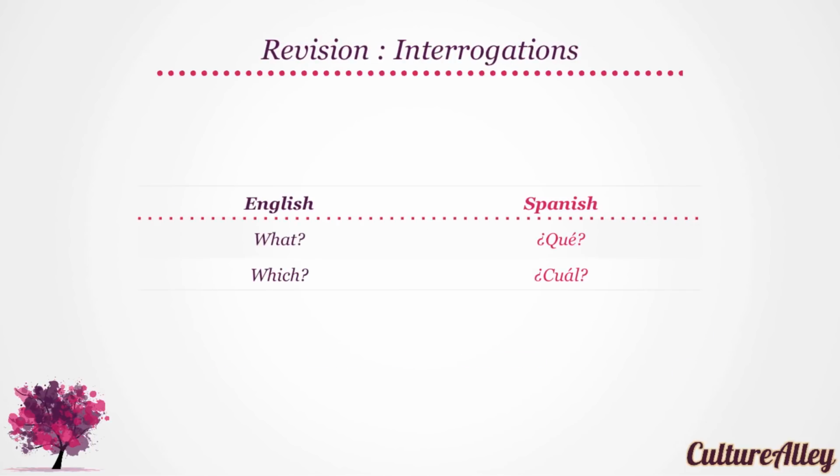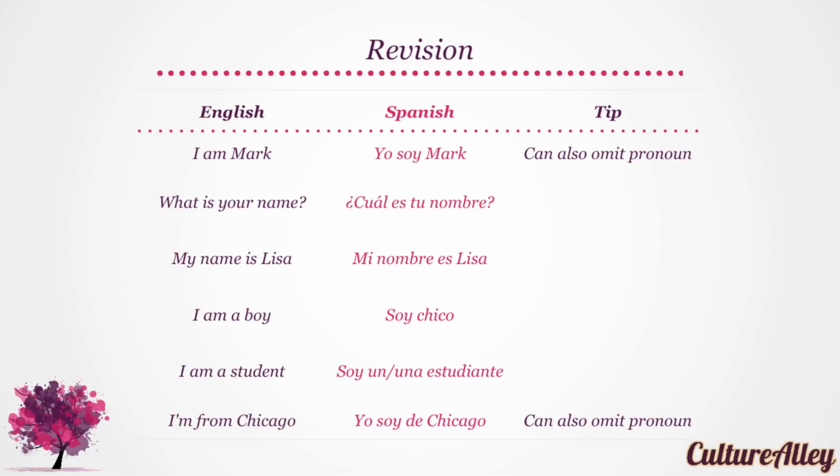Let's revise the interrogations we looked at in the last lesson. What translates to qué, and which becomes cuál. Here are the phrases we went over the last time. I am Mark becomes yo soy Mark. My name is Mark translates to mi nombre es Mark. I am a boy is soy un chico. I am a student becomes soy un estudiante. I'm from Chicago translates to yo soy de Chicago.